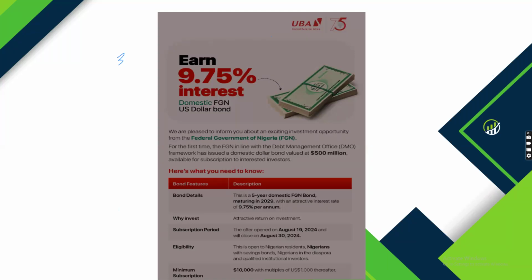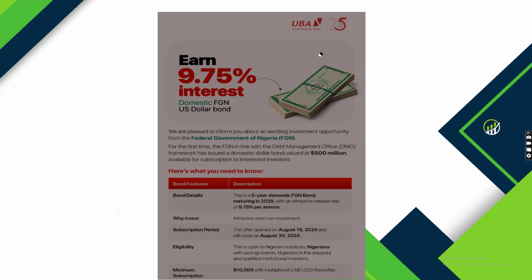This is something that was just posted today. It was posted today and I saw it in the news. You can see the logo is, of course, UBA posting it on behalf of the federal government. And this is what is called the federal government bond. Now, the federal government bond is paying 9.75% per annum. ARM, which is one of the biggest asset management platforms in Nigeria, is paying 8% per annum.